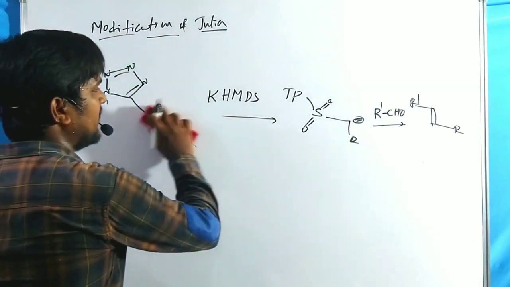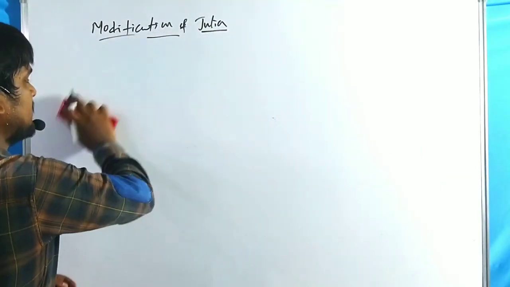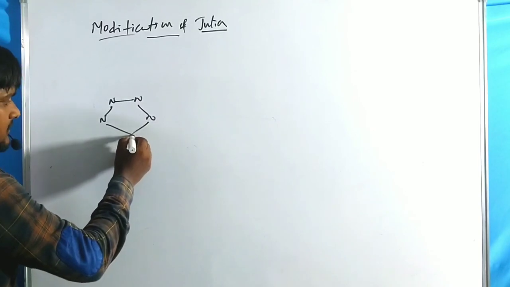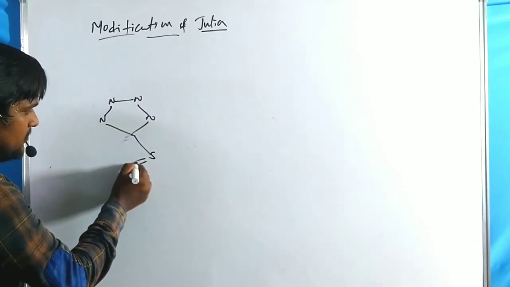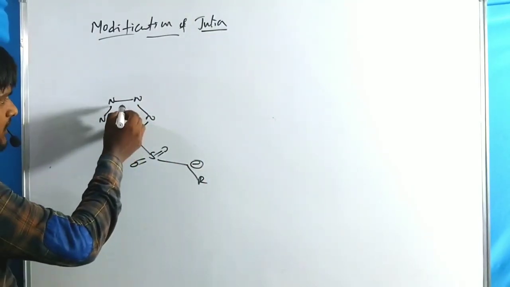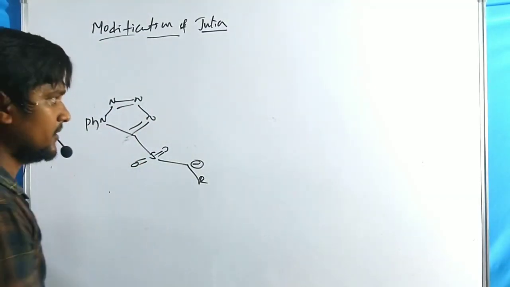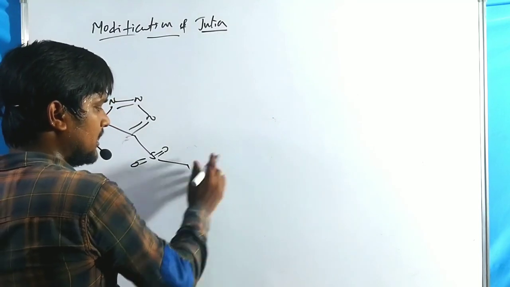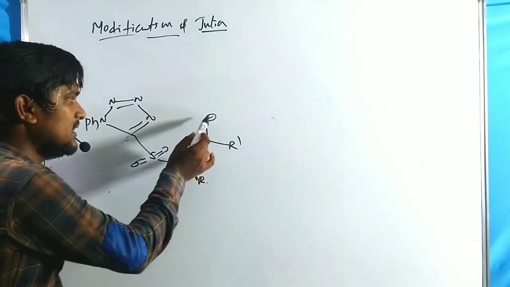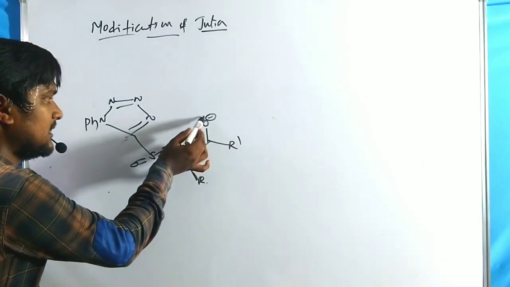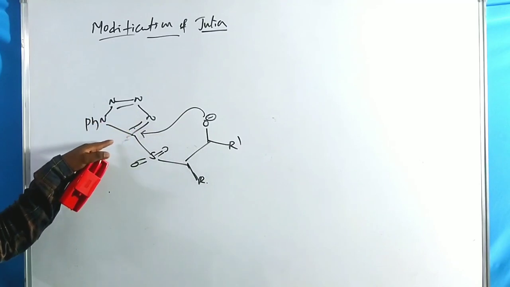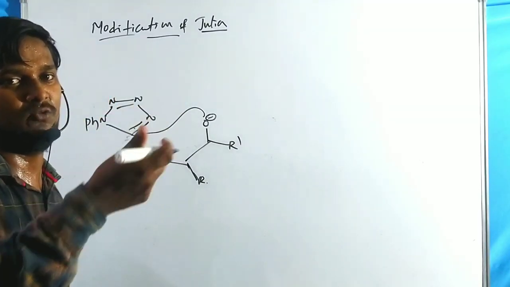Now let us go through the mechanism of the modification reaction. Nitrogen, here it is S double bond O, here R, which is generally the phenyl group. Now whenever it is attached to the aldehyde group, it becomes O minus, here R dash. So that O minus can directly attack the electrophilic center of the phenyl tetrazole. That's why we used electronically deficient aromatic heterocyclic compounds.